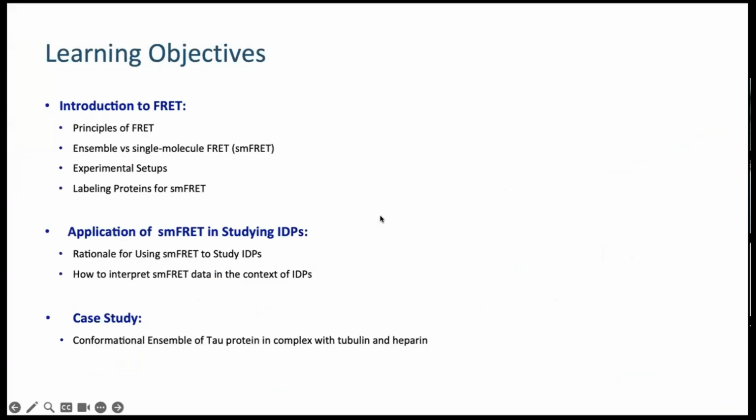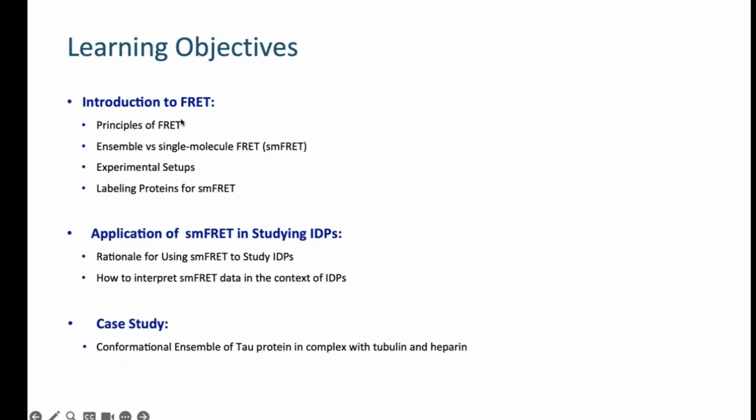So here I just put an overview of the outline of my training session today, the main aim. I will start by overviewing the main principles of FRET and the three main conditions required in order to have FRET between two fluorophores. Then I will discuss the advantage, and particularly for IDPs, of reaching a single molecule level in FRET, in which you can characterize heterogeneous systems and determine different conformational states compared with ensemble FRET measurements.